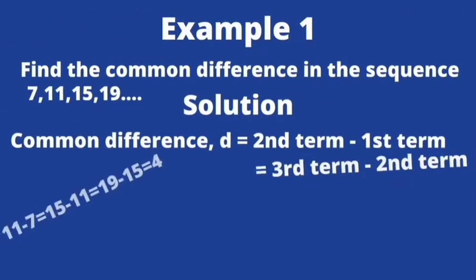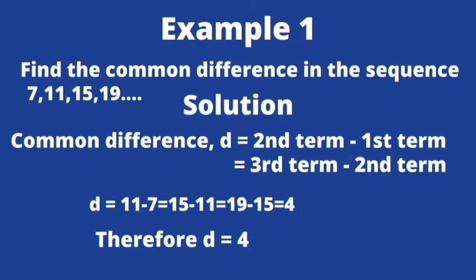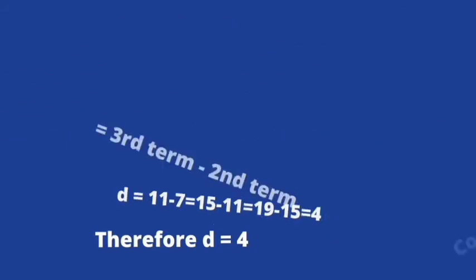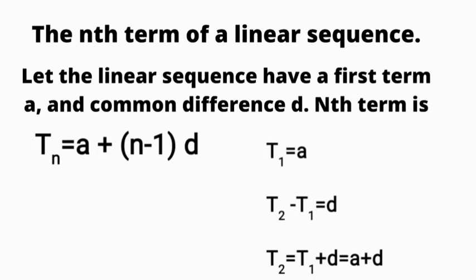Example 1. Find the common difference in the sequence 7, 11, 15, and 19. Solution. The common difference D is equal to the second term minus first term and is also equal to third term minus second term. Therefore, D is equal to 11 minus 7, 15 minus 11, 19 minus 15, which is equal to 4.